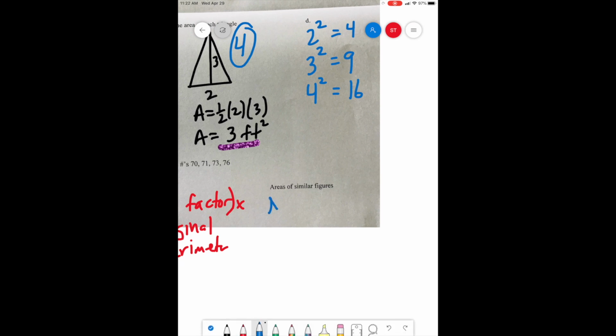Okay, the new area, I'll call it A, is equal to the scale factor squared times the original area. That's pretty much the impact that a scale factor will have on perimeter and area of a shape.